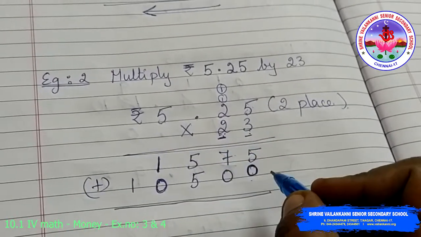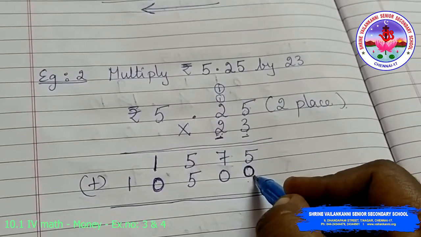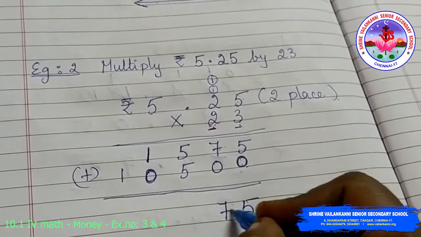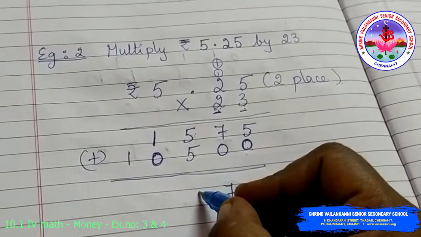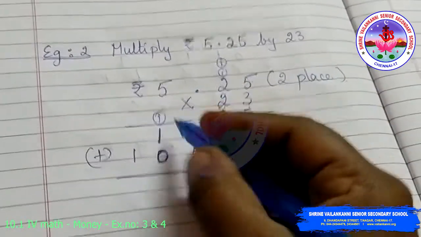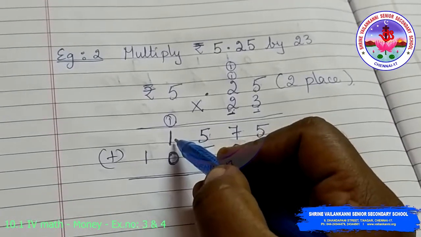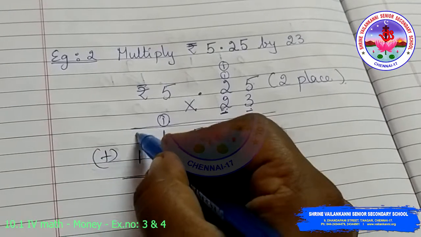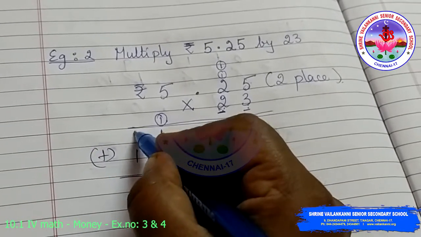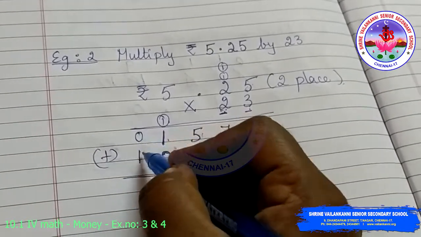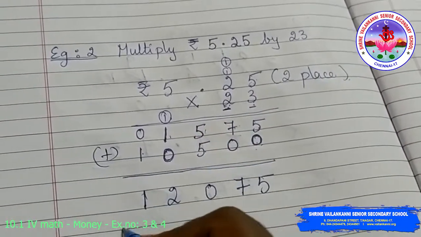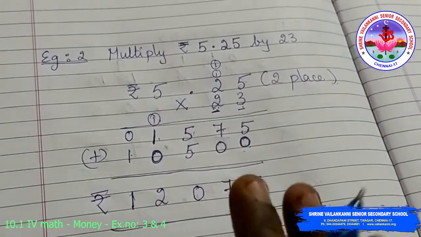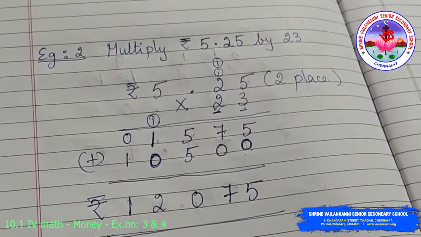Now add these two values. 5 plus 0 is 5. 7 plus 0 is 7. 5 plus 5 is 10. 1 plus 1 is 2. 2 plus 0, the same 2 will come. Here we don't have any value, so you can consider it as 0, and 0 plus 1 is the same 1. Here I am going to write the rupee symbol. Now we have completed the multiplication process.